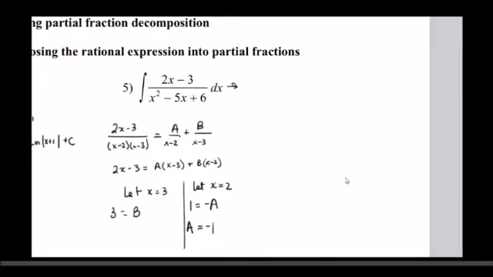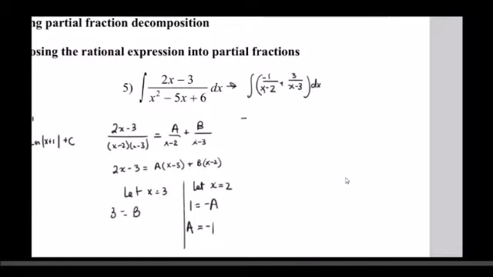So the original problem is now the integral of partial fractions. Negative 1 over x minus 2 plus 3 over x minus 3. And then we can separate into two antiderivative problems, taking these numerators out as coefficients.